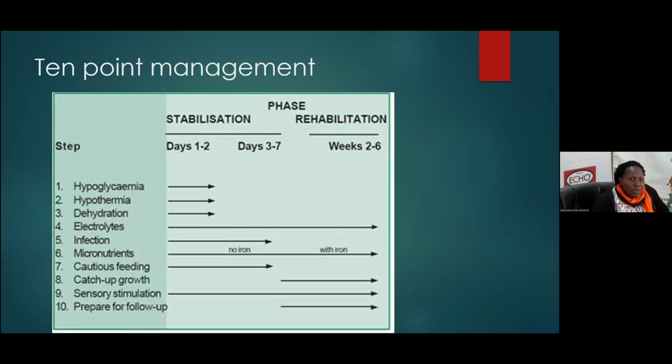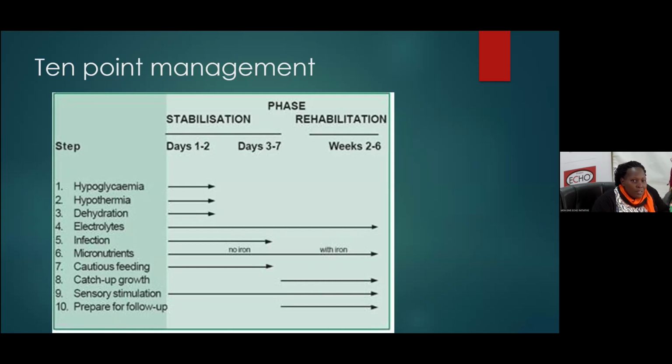So WHO came up with a 10-point management plan. If you read most pediatric textbooks or the IMAM guidelines, or the guidelines that were developed by the Makerere Pediatrics Department, there is something called a 10-point management plan. It gives you 10 points and breaks them down into the stabilization phase and the rehabilitation phase.